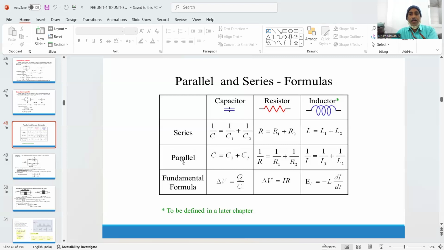In the case of parallel also, with respect to the capacitor, C equivalent becomes C1 plus C2. Then the reciprocal of R equivalent becomes 1 by R1 plus 1 by R2. In the case of inductor, 1 by L equivalent becomes 1 by L1 plus 1 by L2.